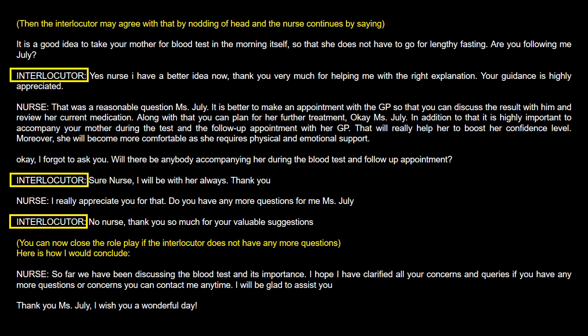That was a reasonable question, Miss Julie. It is better to make an appointment with a GP so that you can discuss the result with him and review her current medication. Along with that, you can plan for her further treatment. Okay, Miss Julie. In addition to that, it is highly important to accompany your mother during the test and the follow up appointment with her GP. That will really help her to boost her confidence level. Moreover, she will become more comfortable as she requires physical and emotional support.